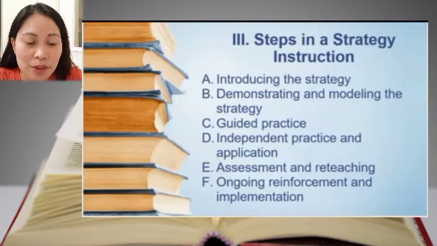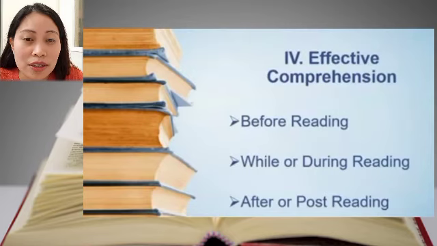So we have letter A, introducing the strategy. B, demonstrating and modeling the strategy. C, guided practice. D, independent practice and application. Letter E, assessment and reteaching. And letter F, ongoing reinforcement and implementation. So we have effective comprehension before reading, while or during reading, and after or post reading.